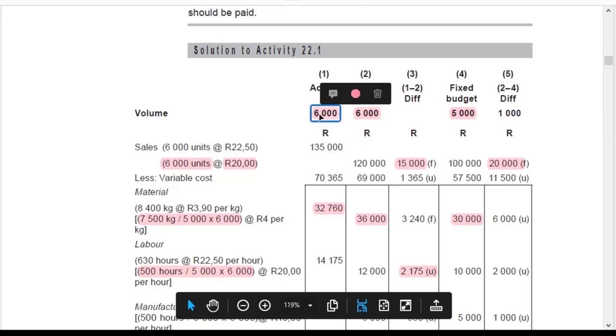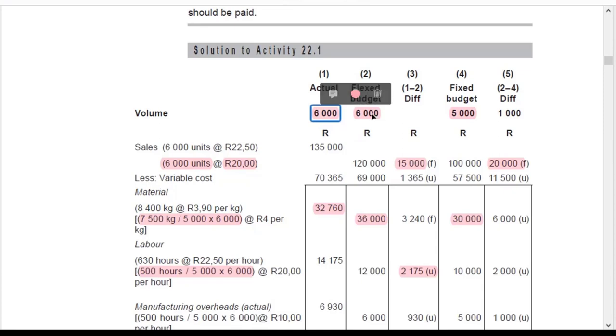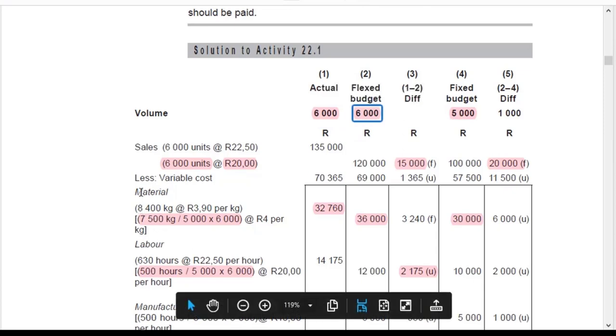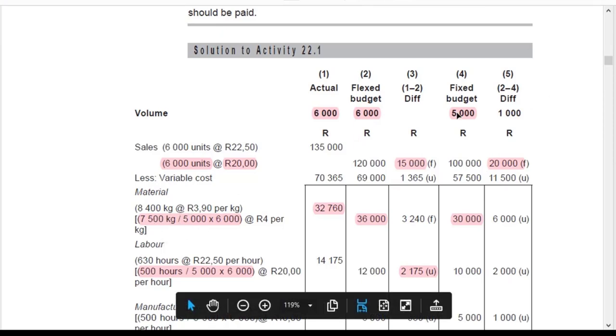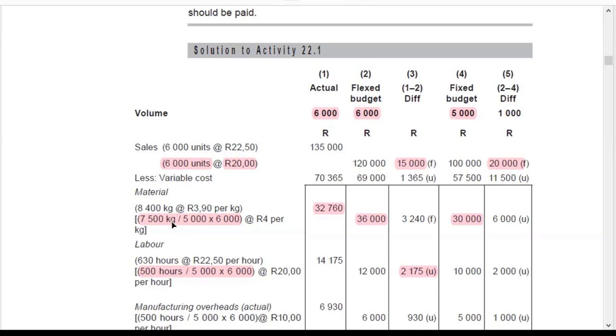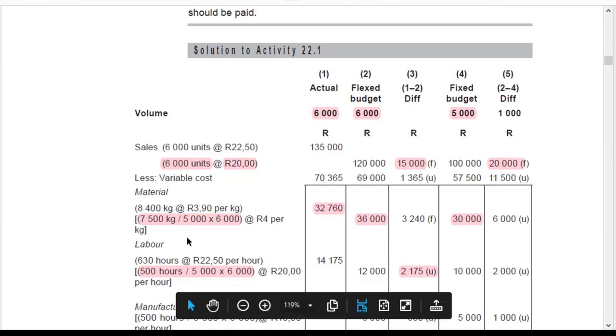What they actually produced, actually sold and produced, was 6,000 units, right? Look at the material. The material that we have under actual, they used 8,400 kilograms, right? So you would need to calculate the kilograms that they would have used given the whole thing of budget. So you would have to say 7,500 kilograms was what we used for budget, right? But you're trying to quantify how much it would have been if it was for 6,000 units.